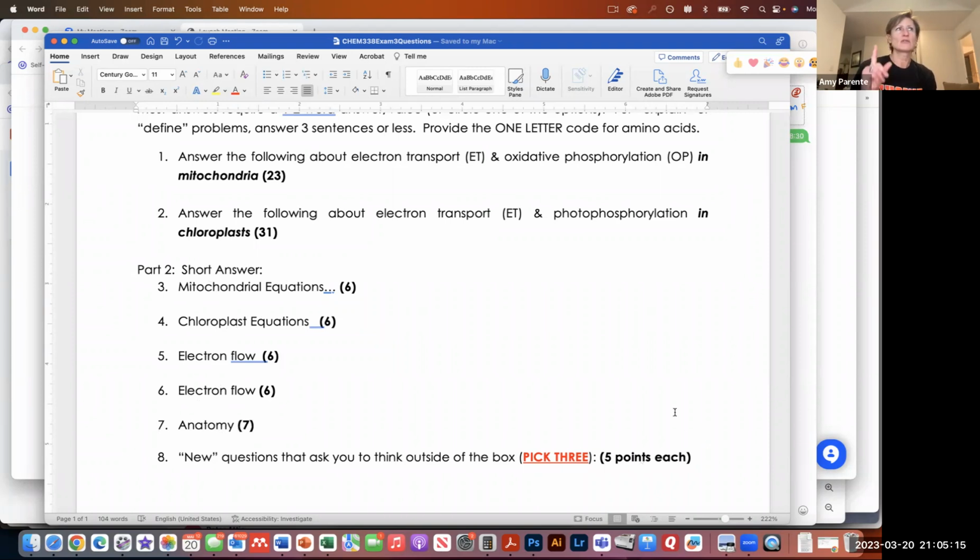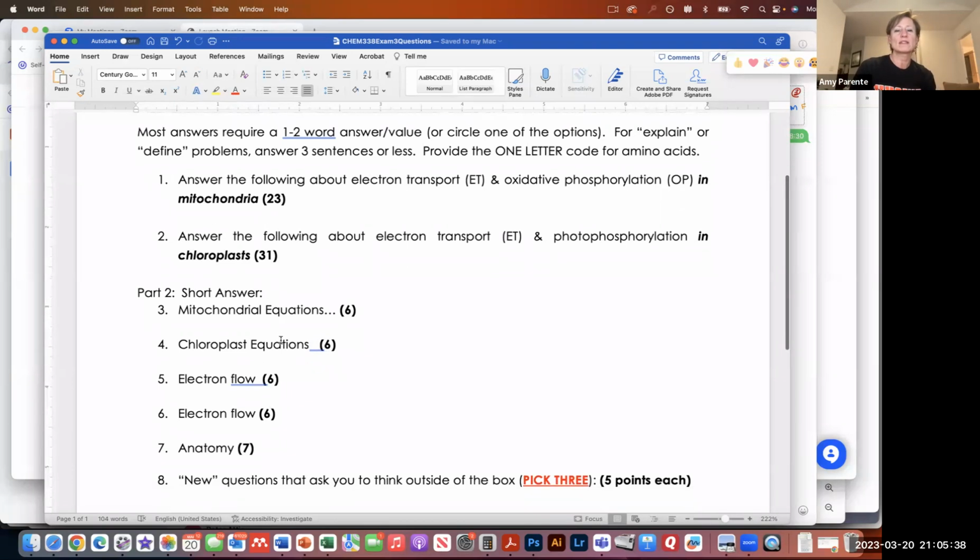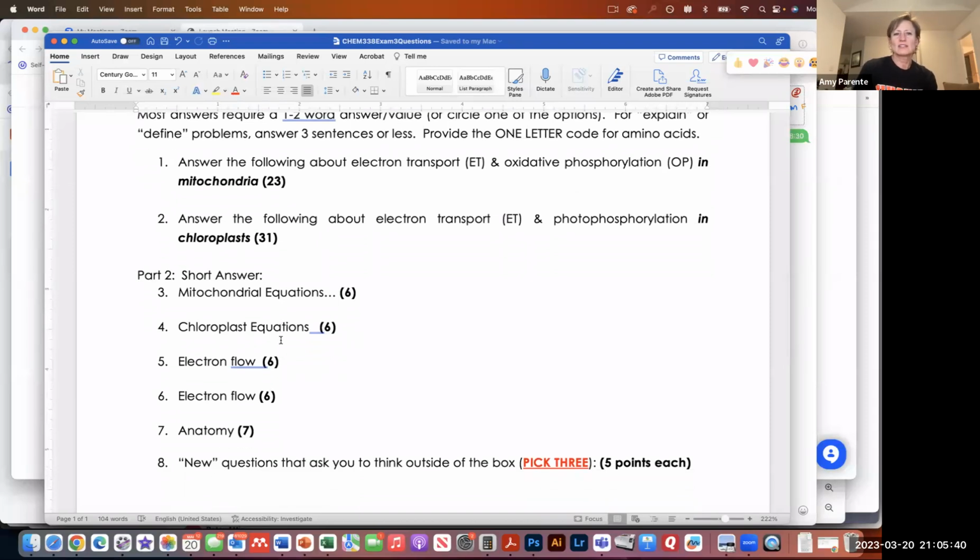And remember last time there was a laundry list of new questions, think outside the box. This time there are 3 of them worth 5 points each, so a total of 15 points. So I had the exam and I just deleted the questions so you could see the topic headings, so you sort of know what things are. I'll pause for a second to see if you want to ask any specific questions, and then we can go through the review sheet and talk about things from that.